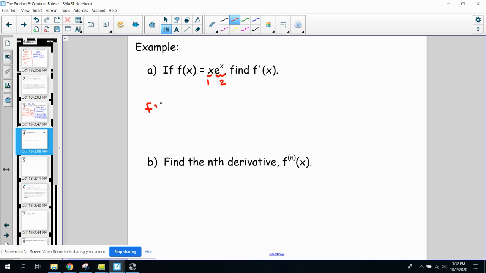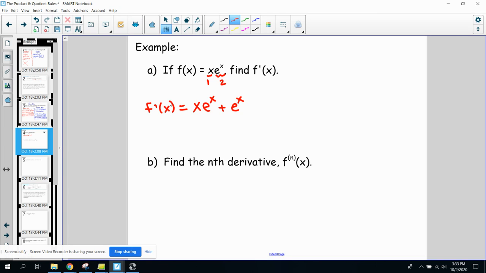So f prime of x, using the product rule, we have first, which is x, times the derivative of the second. So the derivative of e to the x, remember, is e to the x. And then we're going to add the second, which is e to the x, times the derivative of the first. So the derivative of x is just 1, so we don't really need to write anything there. So this is our derivative.